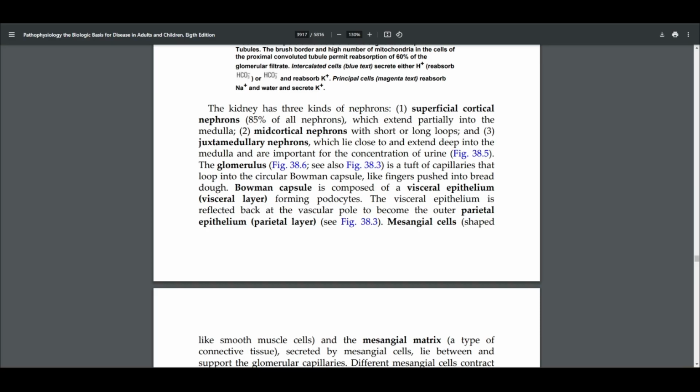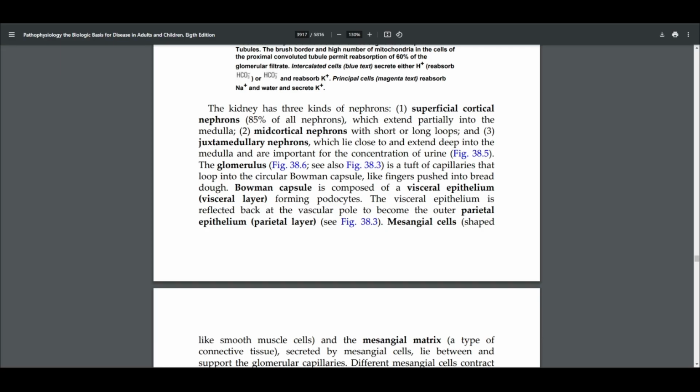The glomerulus is a tuft of capillaries that loop into the circular Bowman capsule, like fingers pushed into bread dough. The Bowman capsule is composed of the visceral epithelium, that visceral layer, forming podocytes. The visceral epithelium is reflected back at the vascular pole to become the outer parietal epithelium, or parietal layer.